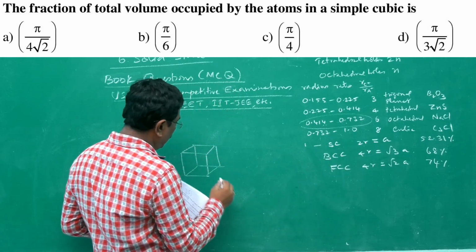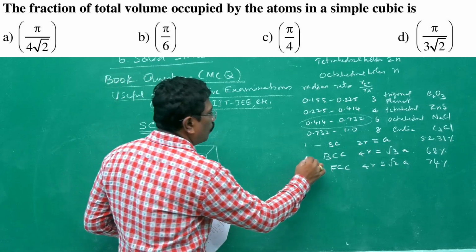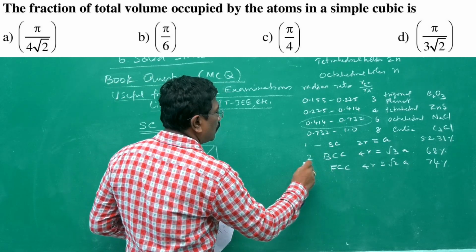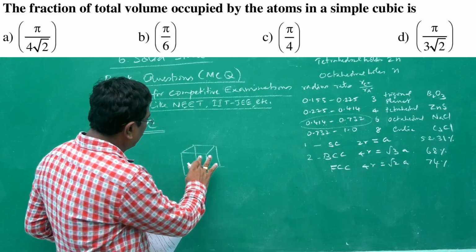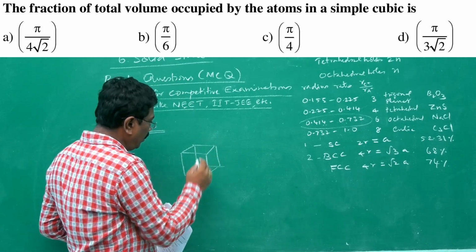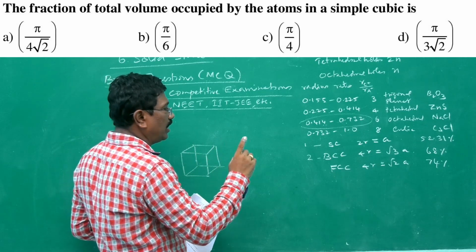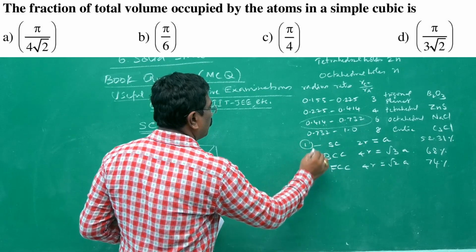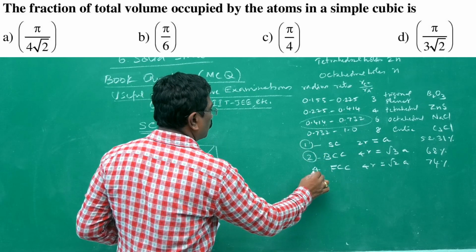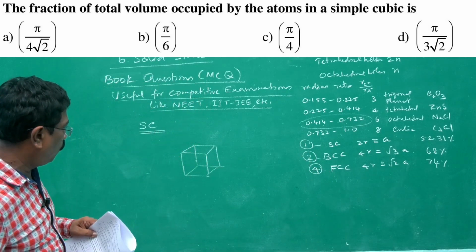For body centered, along with 8 corner atoms, 1 atom is present at the body center. Therefore, 1 plus 1, 2. For FCC, along with 8 corner atoms, 8 into 1 by 8, 1, plus 6 face centered atoms, 6 into 1 by 2, 3. 3 plus 1, 4. So for simple cubic, only 1 atom. For body centered cubic, 2 atoms totally per unit cell. For FCC, per unit cell, 4 atoms.